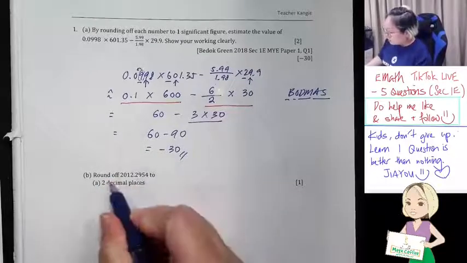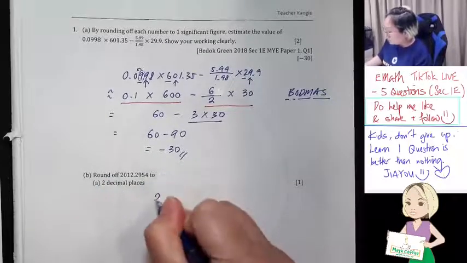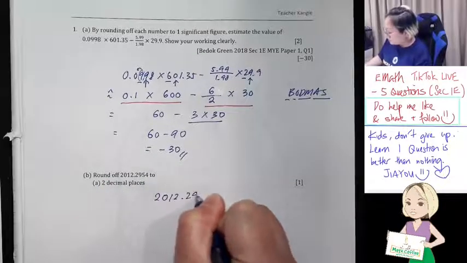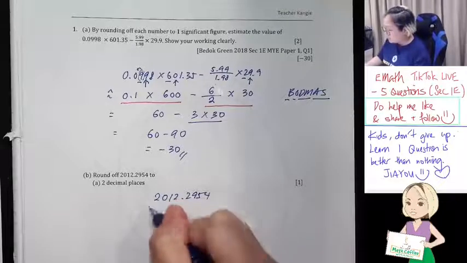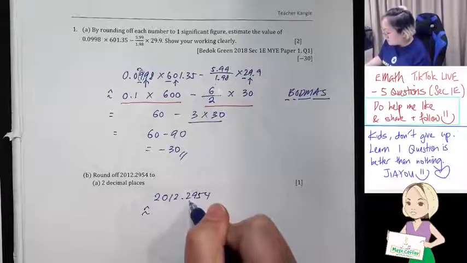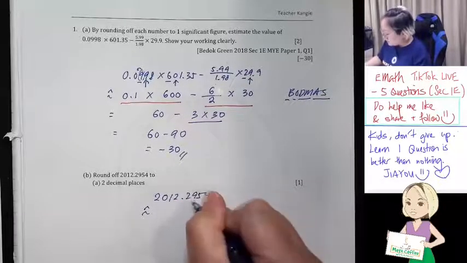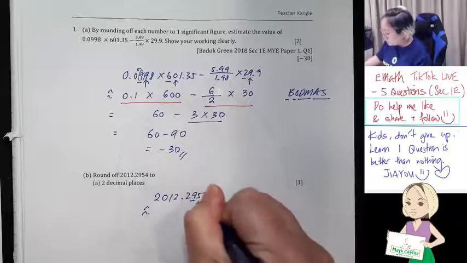Next, round off to 2 decimal places. Same thing, always write out the question. Round off to 2 decimal places. First decimal, second decimal. So again, this is my second decimal. Look at this one.